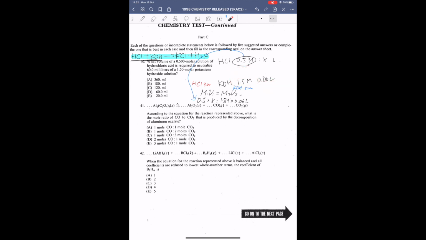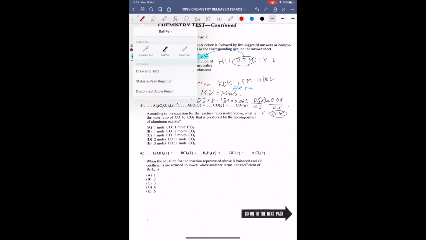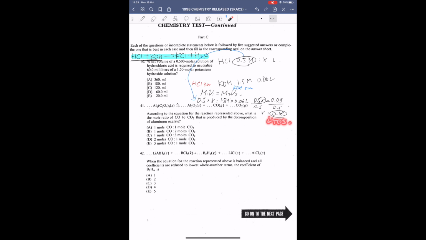Alright, so let's do this. 1.5 times 0.06. So the answer for this is 0.5x equals 0.09. If you want to find this x, or rather the volume of HCl, you just need to divide both sides by 0.5. So x equals 0.18. Remember, this 0.18 is in liters. So basically it's 180 milliliters, right? So the answer would be B.